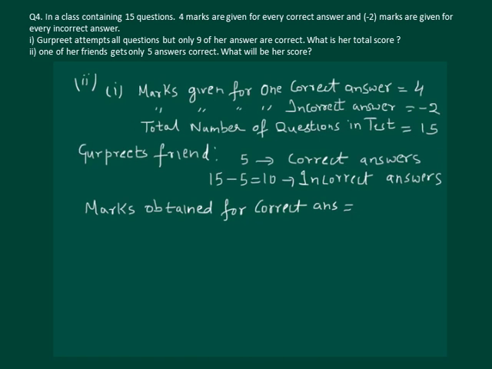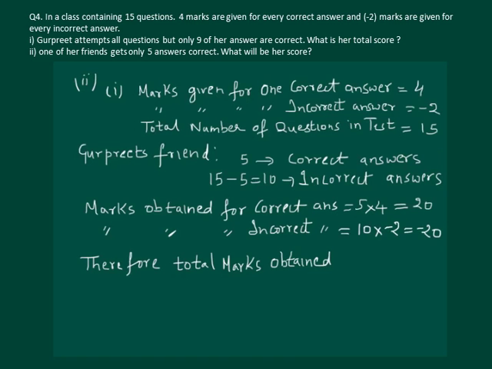Marks obtained by her for correct answers would be 5 into 4, that is 20. And marks obtained for incorrect answers will be 10 into minus 2, which is equal to minus 20. Therefore, the total marks obtained by Gurpreet's friend would be 20 plus minus 20, which is equal to 20 minus 20, which is equal to 0.